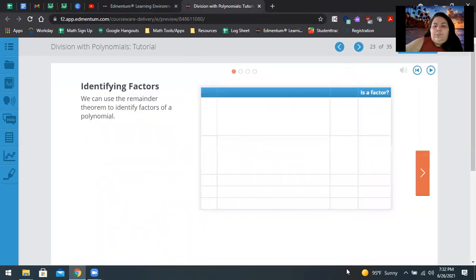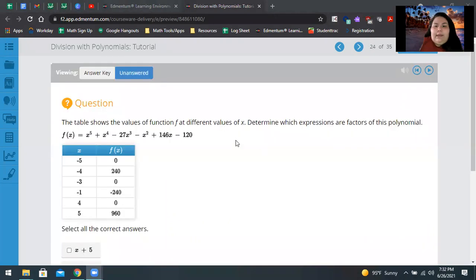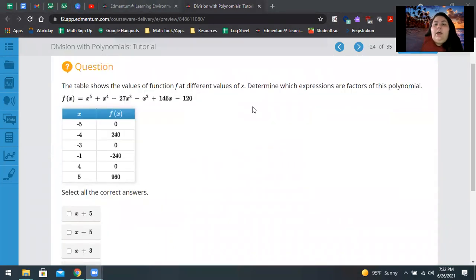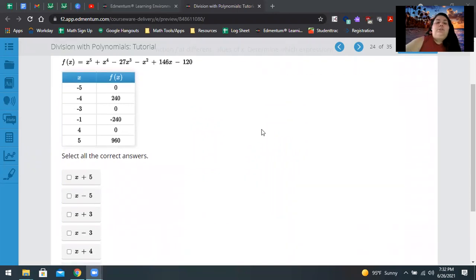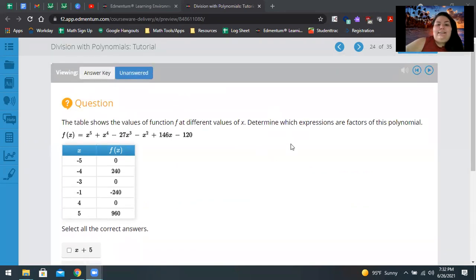Okay, so let's go ahead and move on to the next slide right here on slide 24. It says the table shows the values of function f at different values of x. Determine which expression is a factor of this polynomial. What they did for you here is they gave you f of x. So here you don't really have to do some work, you just have to analyze. The idea is for it to be a factor, it has to equal 0. Again, we are liking the 0 here.